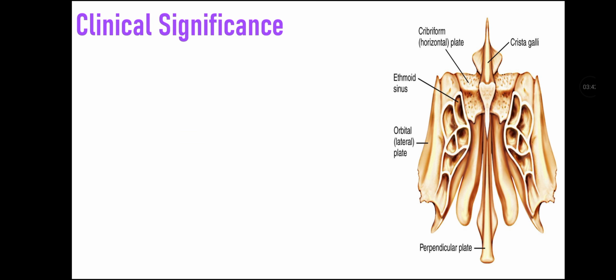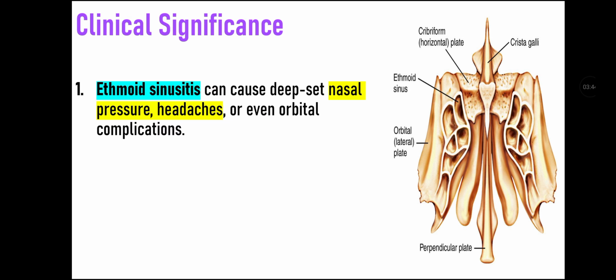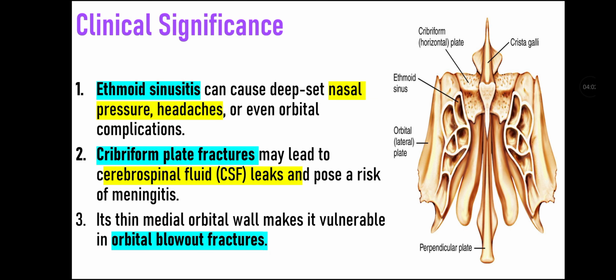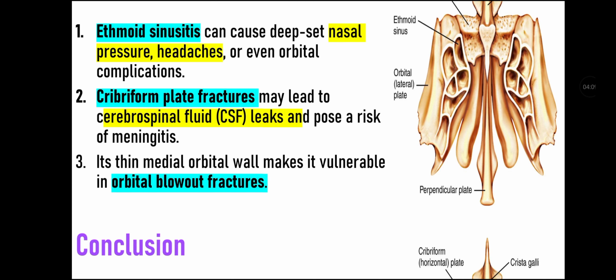Now let's talk about clinical significance of ethmoid bone. The first is ethmoidal sinusitis that can cause deep set nasal pressure, headaches, or even orbital complications. Second significance is cribriform plate fracture, as it may lead to cerebrospinal fluid leakage and pose a risk of meningitis. Third is that its thin medial orbital wall makes it vulnerable in orbital blowout fracture.